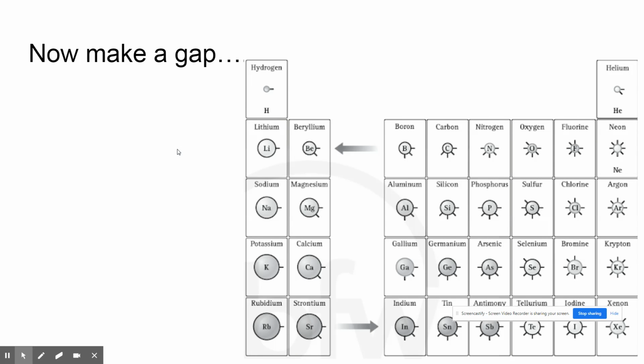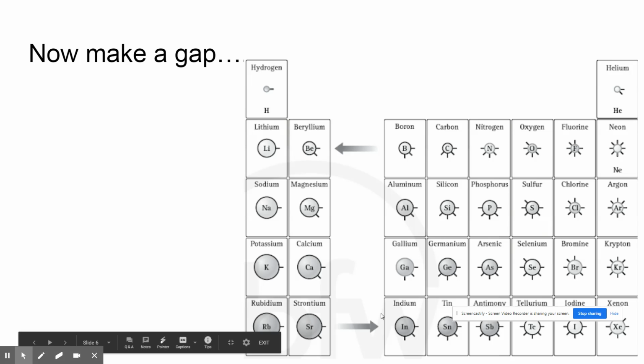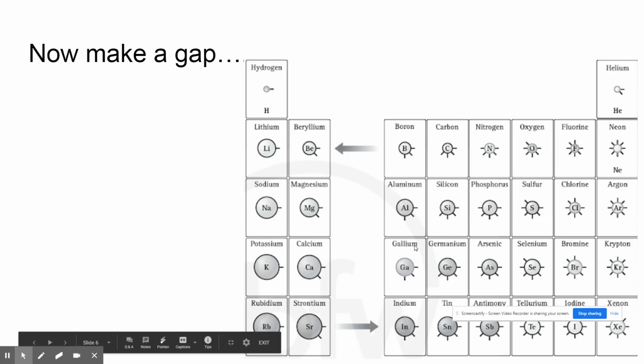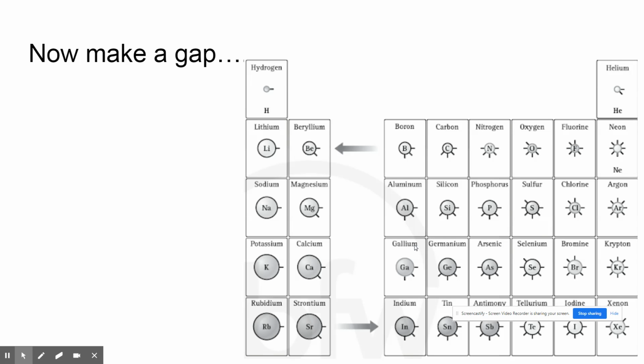Okay, so take your cards, and I want you to make a gap. Make a gap in between beryllium and boron, magnesium and aluminum, calcium and gallium, strontium and indium. Now, remember, you have 33 cards. You don't have the 34 cards that show up here. But spread these out. You're going to make a nice little gap in between those.